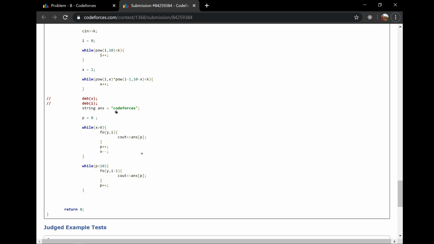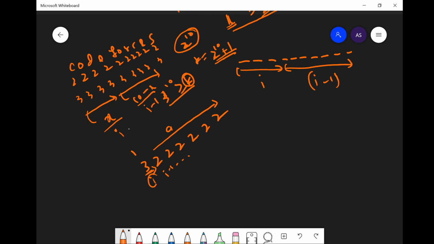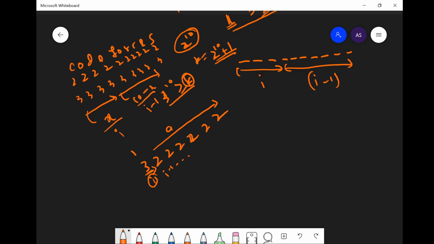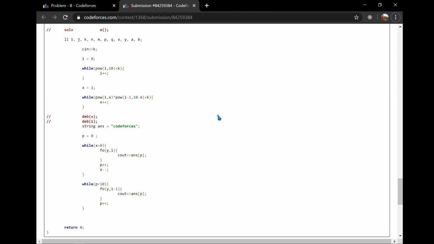We just print this character i number of times. And when x is over, then for the remaining, while p is less than 10, we just print i minus 1 times the next character. i minus 1 is 2 times the next character. So this was the solution.